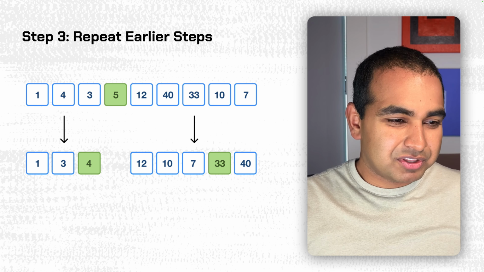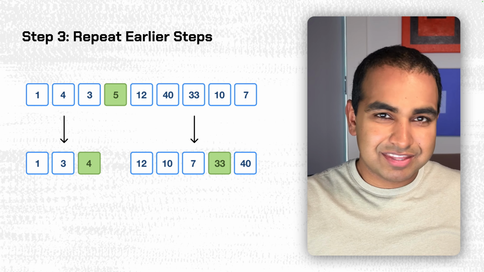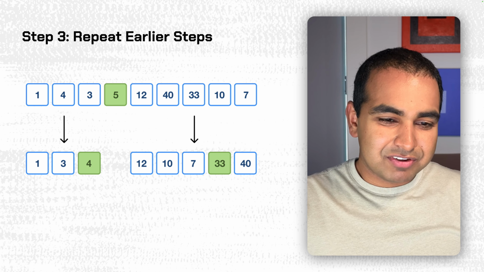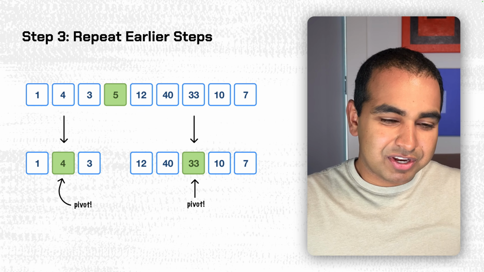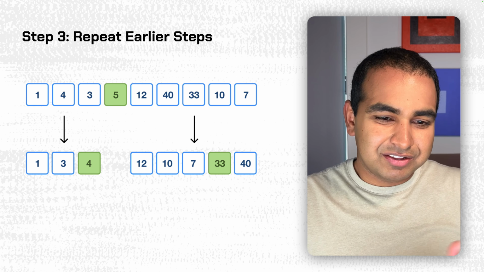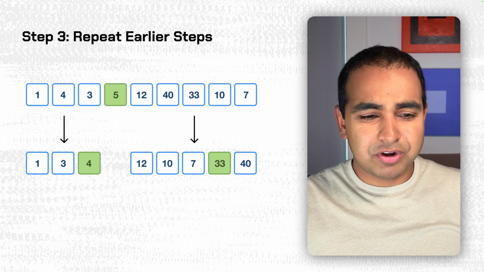When we do 1, 4, and 3, 4 is the pivot value, but both the numbers 1 and 3 are less than it, so they get moved to the other side of 4. We look at 33, similar behavior where you have 10, 7, 40, and 12. 10 and 7 are less, so they go to the left. 40 is greater, so it goes to the right. And so now you see 12, 10, 7, 33, and 40.